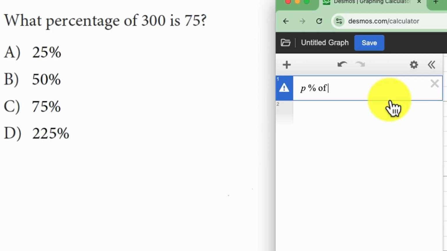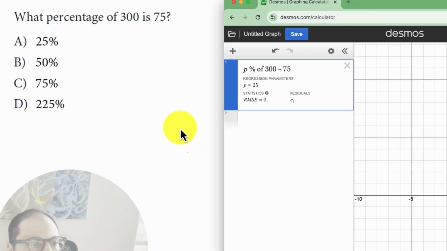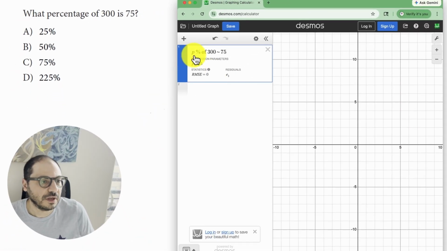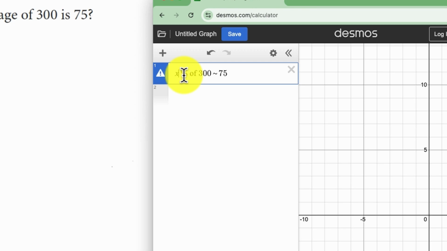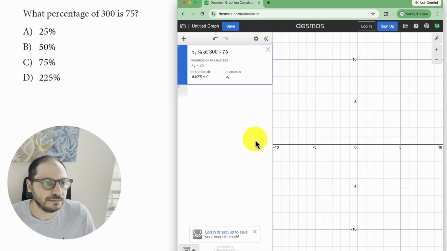So P percent of 300 is, instead of is, we're going to use the tilde symbol, shift, and the key to the left of the one key, 75. So P equals 25. If you use X or Y, make sure when you do regression, it has to be X1 or Y1. So that's that problem. Answer's A, 25.